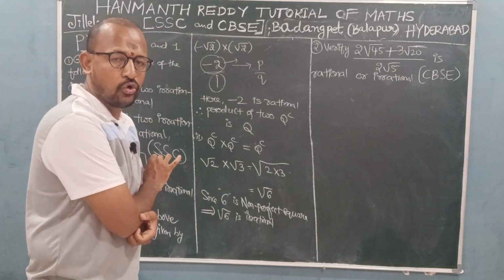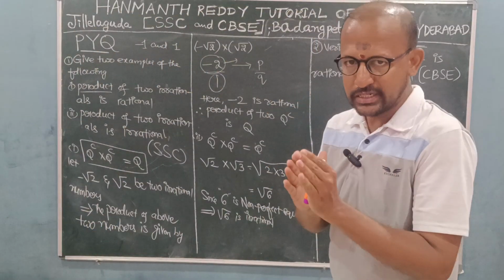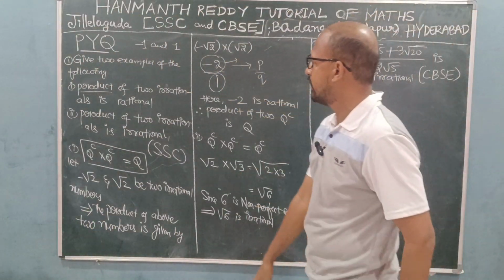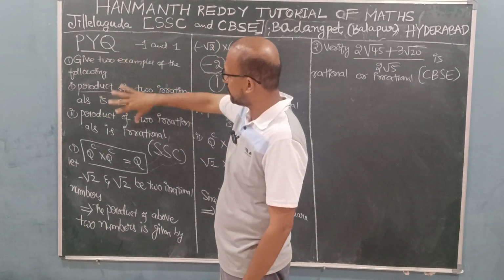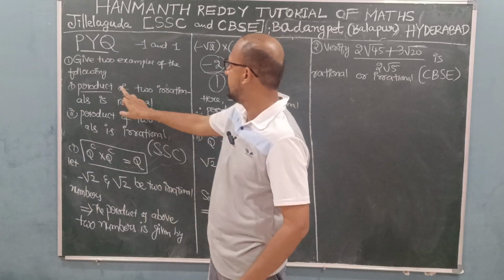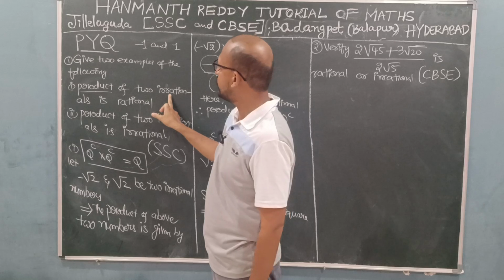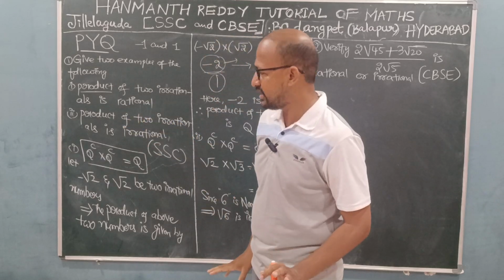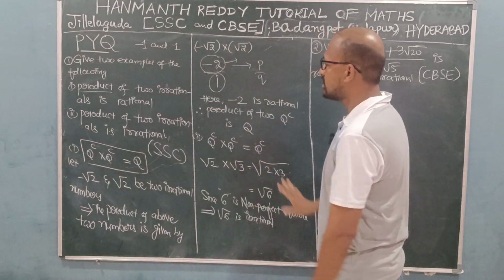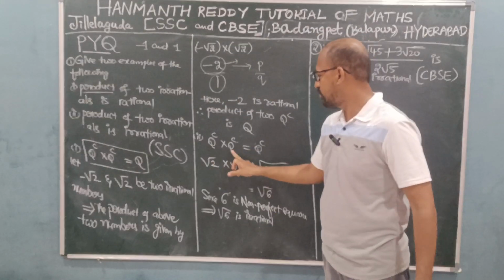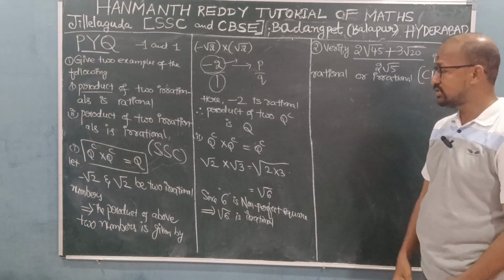Clear? I hope you have understood very clearly. Once again, explaining at a glance. He is asking for two examples of a product of two irrationals, and I wrote one. The product of two irrational numbers being rational means you multiply any two irrational numbers and you get a rational answer. That is irrational into irrational giving rational. This is one of the examples for that.